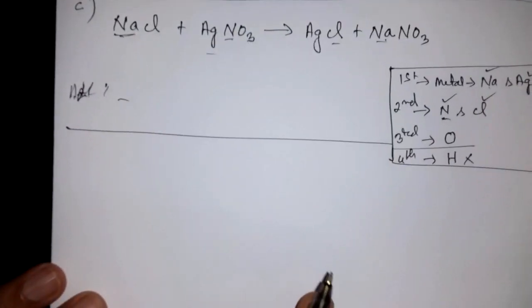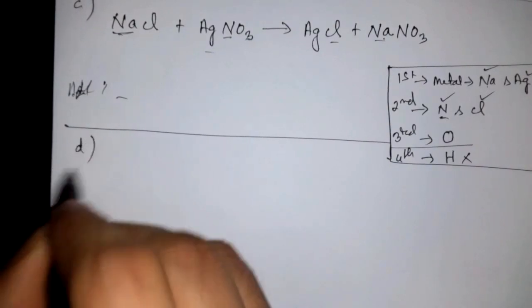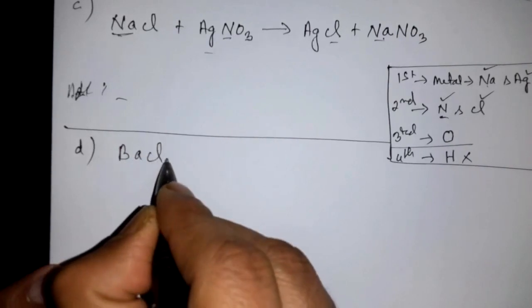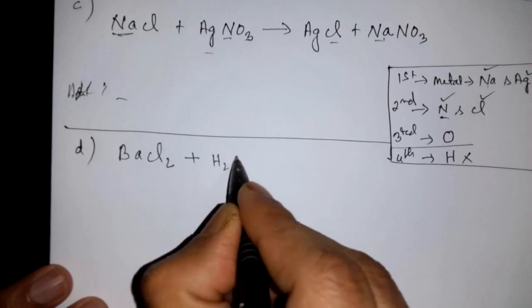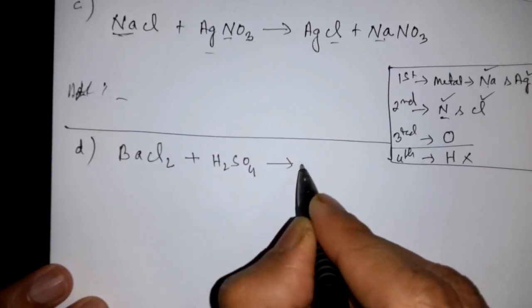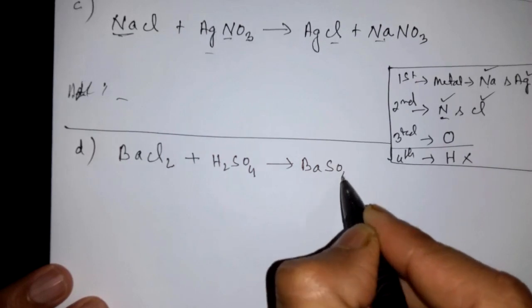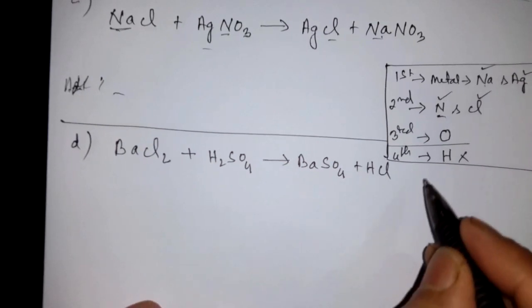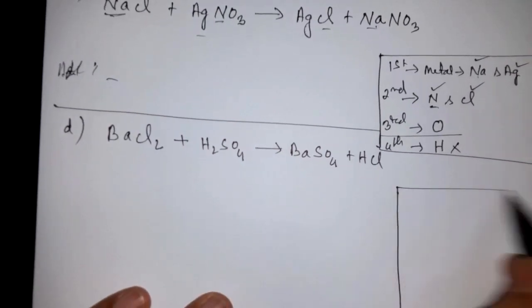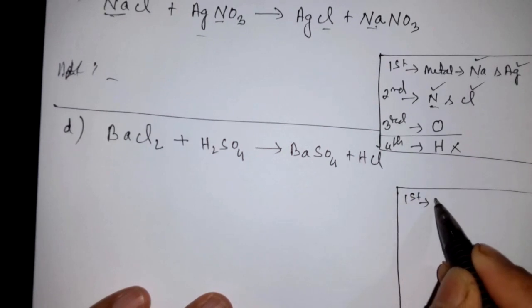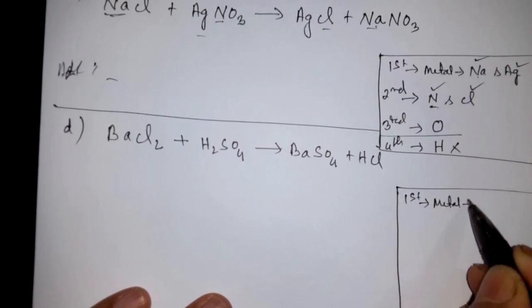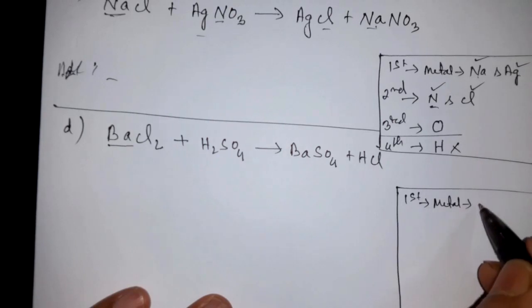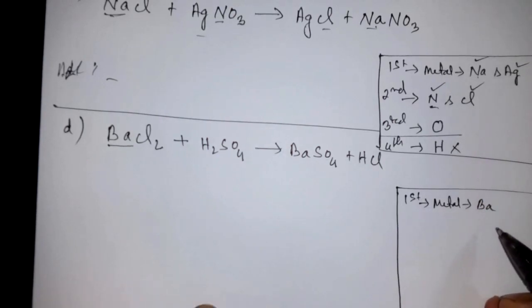Okay, next is number D. BaCl2 plus H2SO4 gives BaSO4 plus HCl. Okay, so the sequence that we will follow: first step, you have to find whether any metal is there or not. So we have a metal, barium. Only one metal. So first we have to start balancing barium.